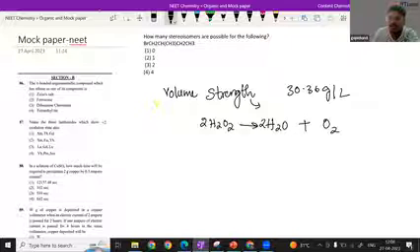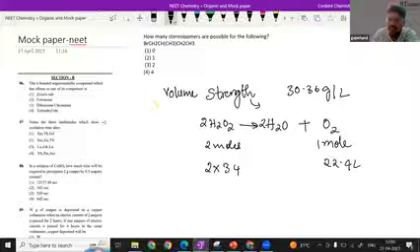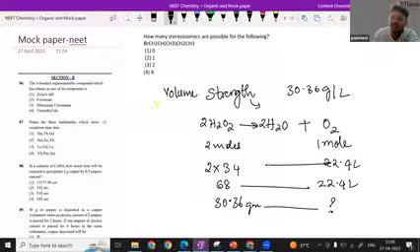So how do you calculate this? By applying stoichiometry, 2 moles of H2O2 require 1 mole of O2. That means for every 2 moles you require 22.4 liters of volume. 2 moles means 2 into the weight of 1 mole of H2O2, which is 34. So for every 68 grams, you require 22.4 liters. But the question asks for 30.36 grams per liter. How much volume is required?